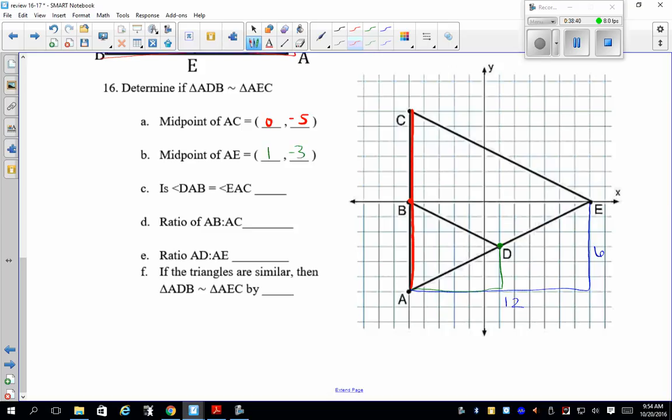Okay, is DAB, DAB is this angle right here. Is that equal to EAC? And EAC is also that angle right there. So this is yes.